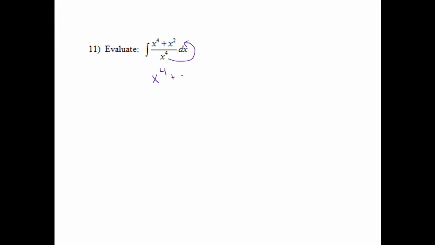When I do that, I'll have x to the 4 times x to the negative 4 plus x to the second times x to the negative 4, and then I'm going to distribute the negative 4 by adding the exponents, so I'll get x to the 0 plus x to the negative 2. X to the 0 is just 1, so I'm going to have 1 plus x to the negative 2.